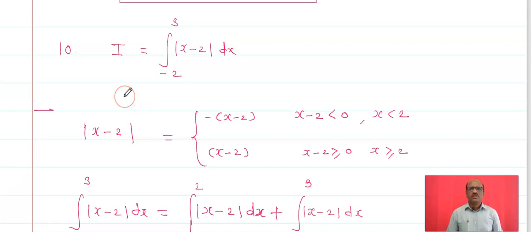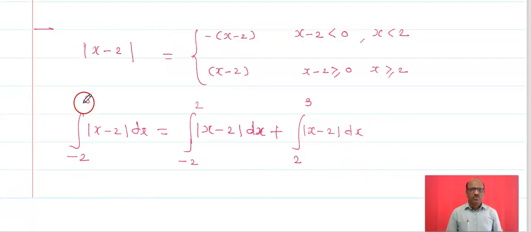I is equal to integral from minus 2 to 3 of mod of x minus 2 dx, and therefore mod of x minus 2 is equal to minus (x minus 2), where x minus 2 is less than 0, for x less than 2, and x minus 2 for x minus 2 greater than or equal to 0, or x greater than or equal to 2. X minus 2 is greater than or equal to 0, that is x is greater than 2.